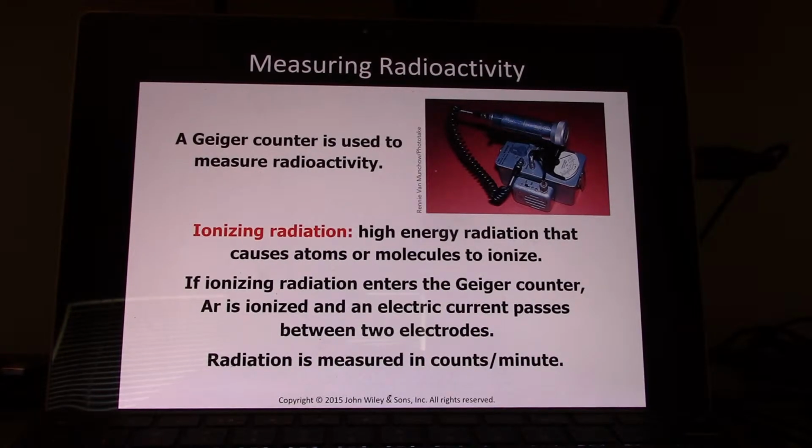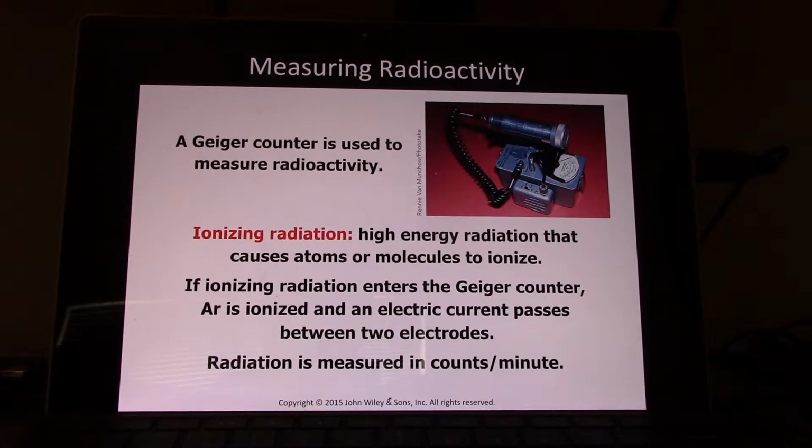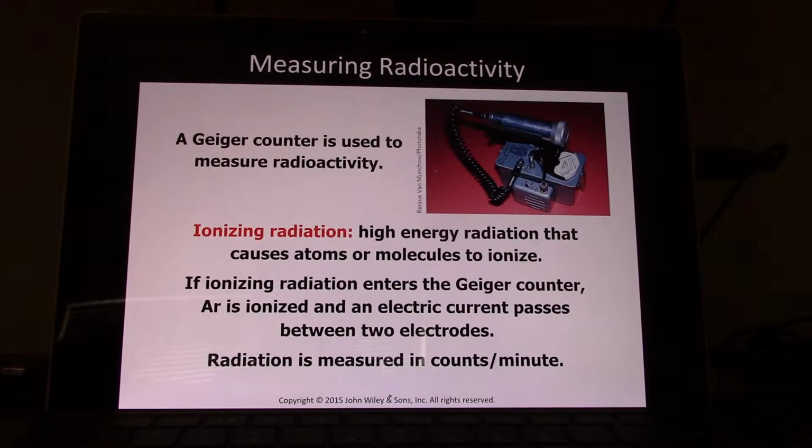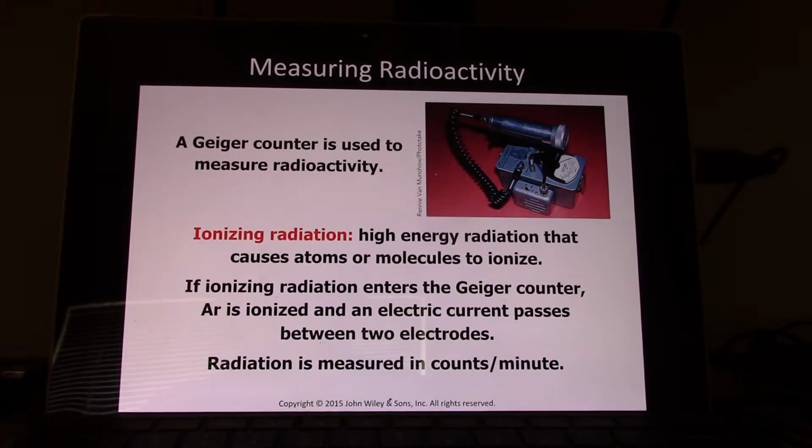So basically, it forms a plasma. You have a gas, the gas gets ionized, now you have a plasma which is capable of conducting electricity, which allows the electric current to pass, and you get a tick on the Geiger counter.